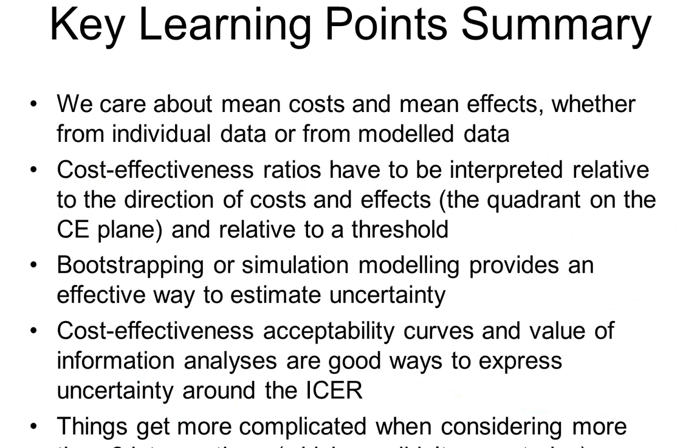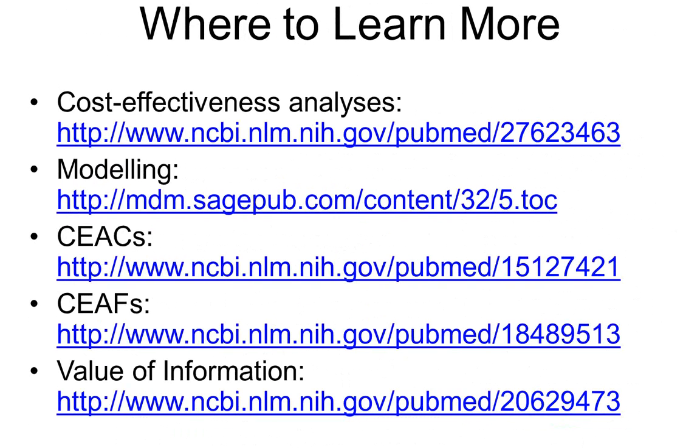That threshold might change, or will change, from country to country. Bootstrapping or simulation modeling are probably the best and most effective ways to estimate uncertainty. Cost effectiveness curves and value of information analysis are also good ways to express uncertainty. Things get more complicated when considering more than 2 interventions. So if you have that sort of situation, you will need to do more than what I've talked about today.